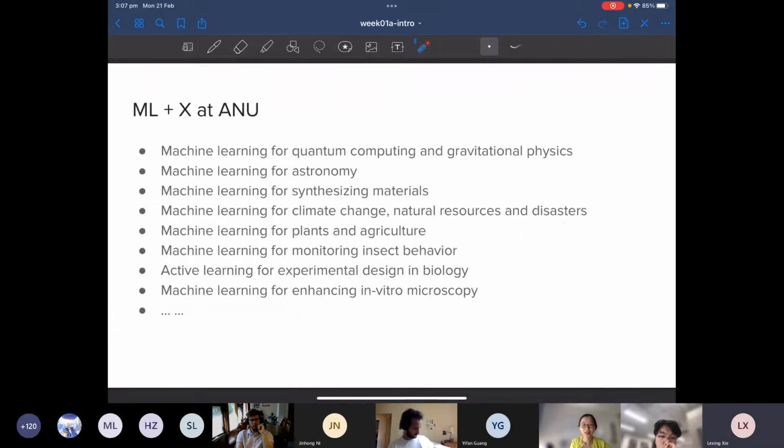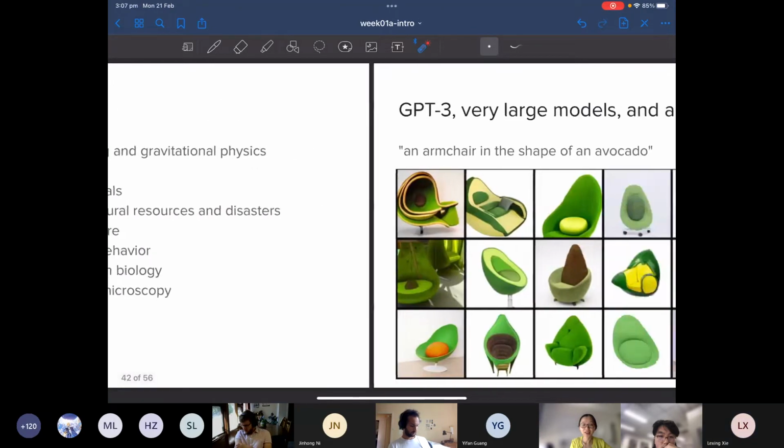If you look around our department or school and generally ANU, there are lots of opportunities to do machine learning in collaboration with another domain. I've already heard from students in this class who are trying to look for projects. They are already working on machine learning for quantum computing and gravitational physics, astronomy, materials, climate change, plants, biology, and so on and so forth. So if you would like to do projects in machine learning, there are plenty of opportunities outside of CS. So do look.